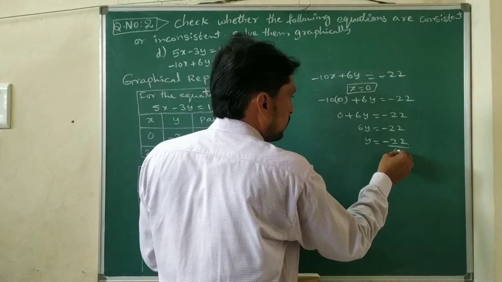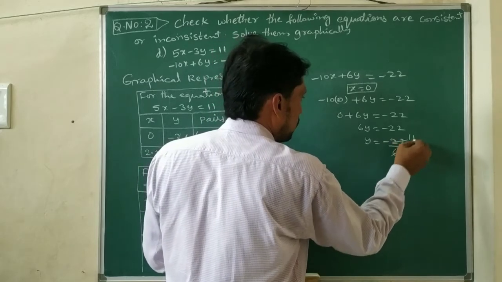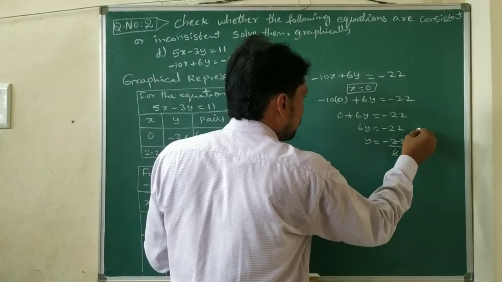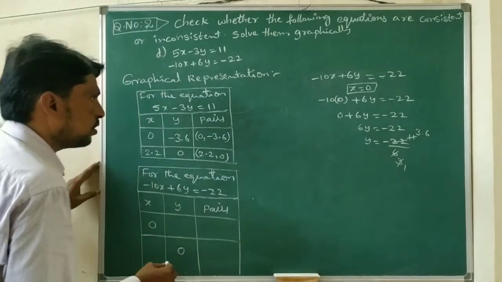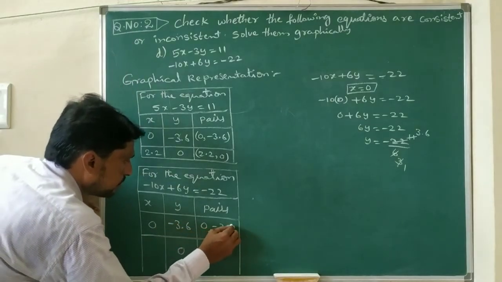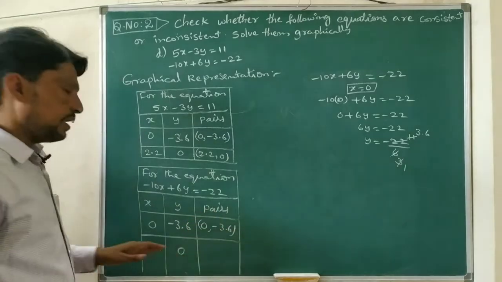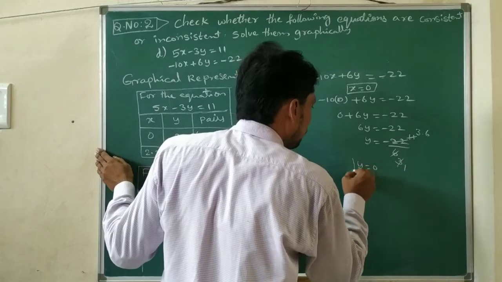Now we can take, here we are getting 2 3s are 6, 2 11s are 22, 3 1s are 3, 3 3s are 9, 3 6s are 18, means we are getting minus 3.6. So 0 comma minus 3.6 only we are getting. Next, the y value we have to assume. So y equal to you can take as 0.